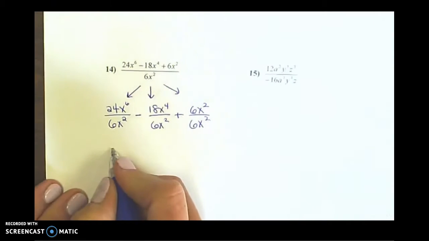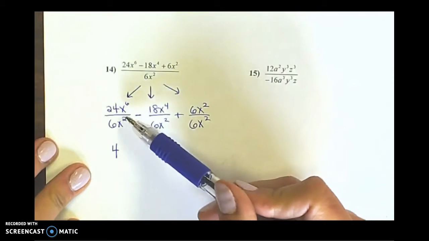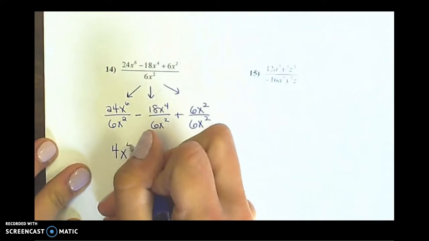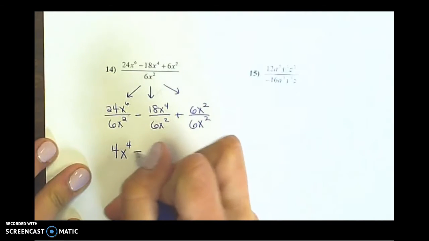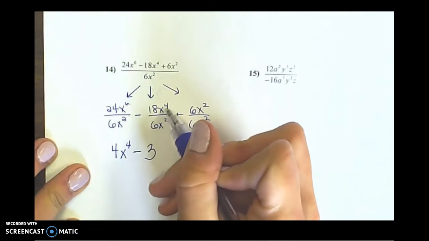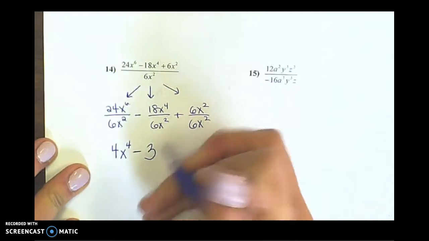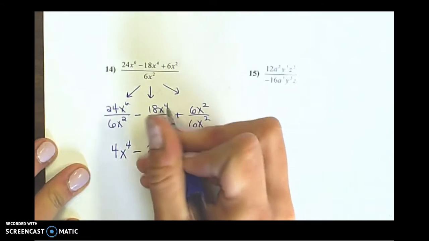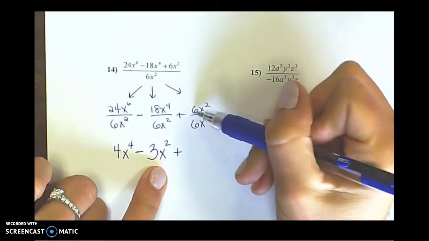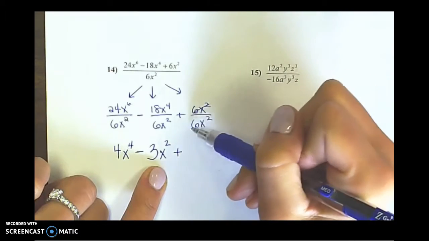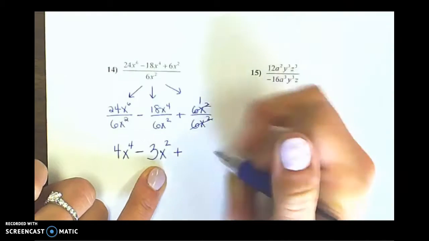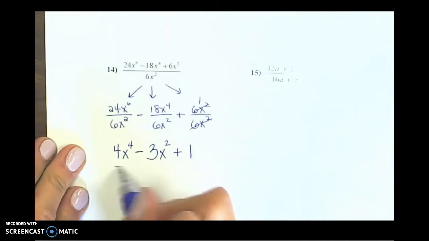Okay, so let's go ahead and divide. 24 divided by 6 is 4, and then we subtract. X to the 6 minus x squared gives me x to the 4th. Okay, minus 18 divided by 6 is 3. X to the 4 divided by x squared, you're going to subtract, and we get x squared. The top is bigger than the bottom, so we just subtract. And then plus, now 6x squared over 6x squared, everything's going to cancel. But remember, in division, when it cancels, you get a positive 1. And here's our final answer.